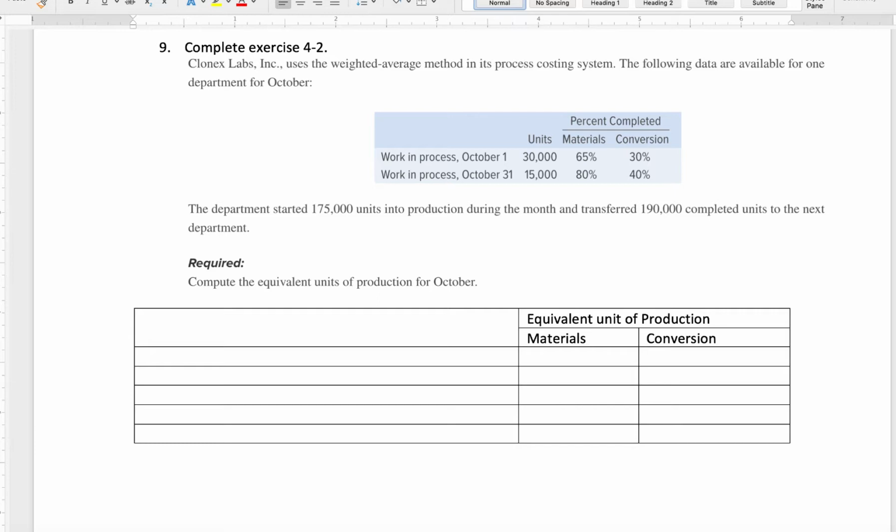So what we're going to do is go through the problems in your study guide, okay? What I did this time, something a little different: I said complete exercise 4-2, and I took a picture out of our textbook and embedded it into the Word document. So we're going to work on this together.